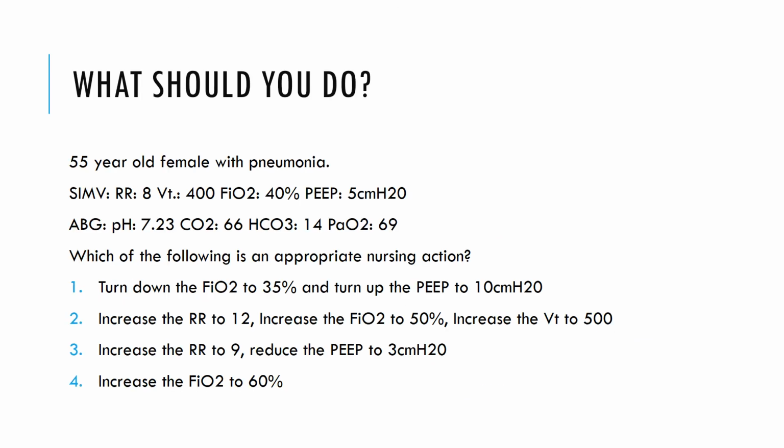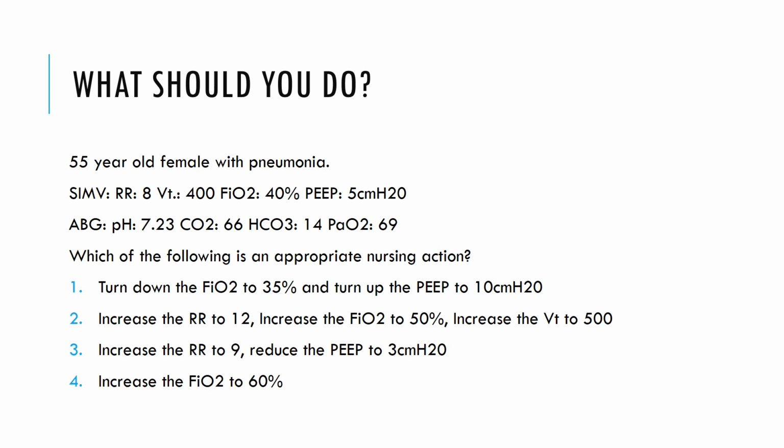So let's look at a final question. Here we have a 55-year-old female with pneumonia, and she's on the ventilator. Her ventilator mode is SIMV. Her settings are a respiratory rate of 8, a tidal volume of 400, an FiO2 of 40%, and a PEEP of 5. So she's on these settings in this SIMV mode, and you draw her ABG, and it shows a pH of 7.23, a CO2 of 66, a bicarb of 14, and a PaO2 of 69. So pause the presentation for a second and think about which of the following options is the most appropriate nursing action. So the correct answer is 2.